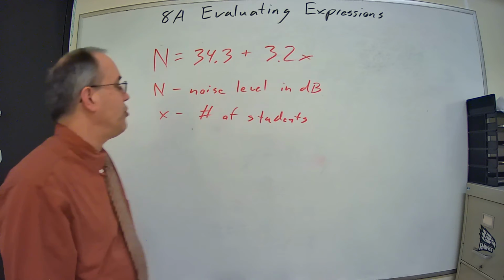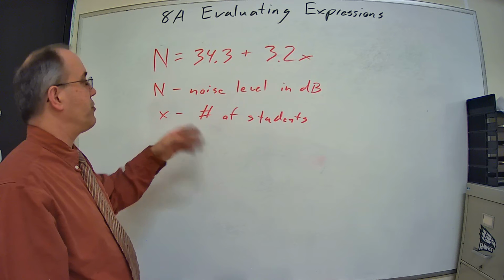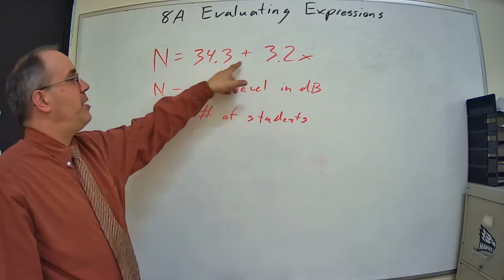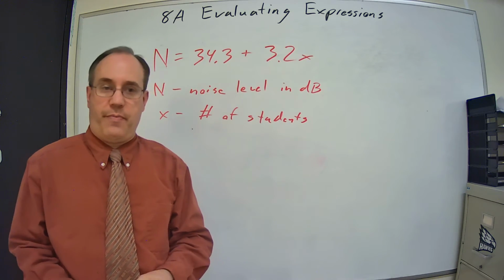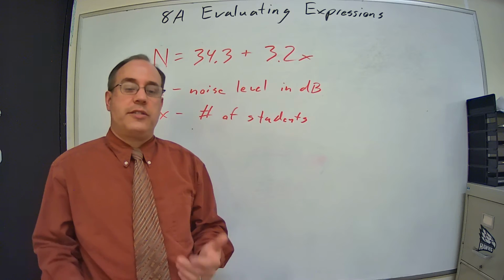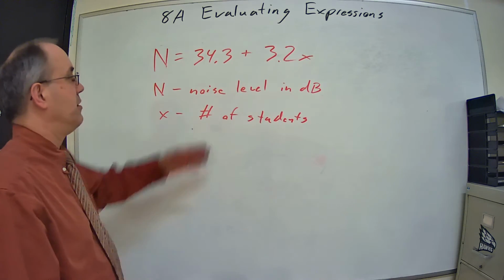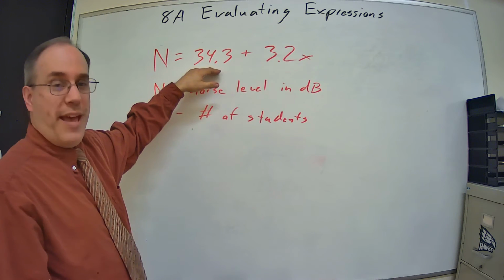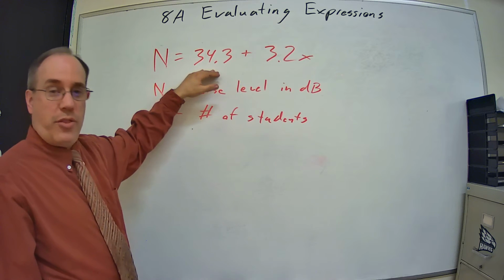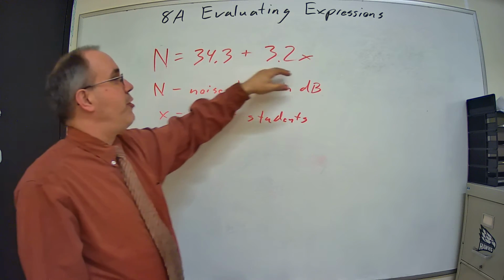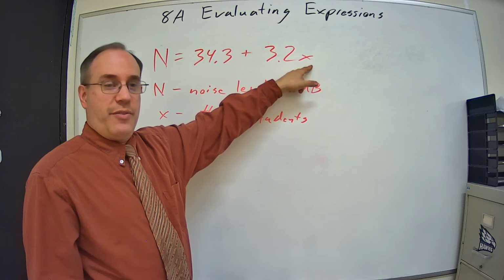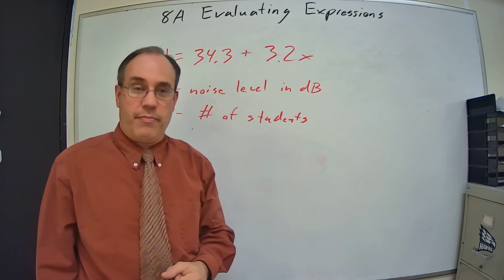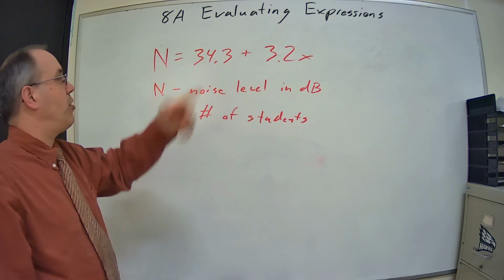The resulting noise level, based on the number of students in the classroom, can be found by taking this formula, 34.3 plus 3.2x, which is essentially saying the base noise level is 34.3 dB, and then for every student that becomes part of that classroom, it raises the noise level by 3.2 dB. So that's what this formula is telling us.